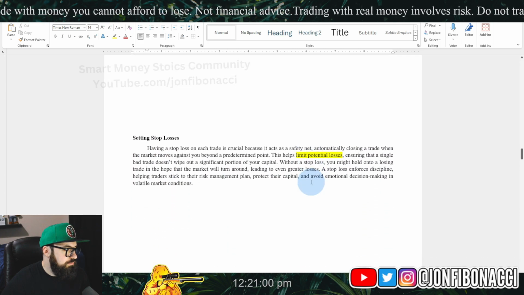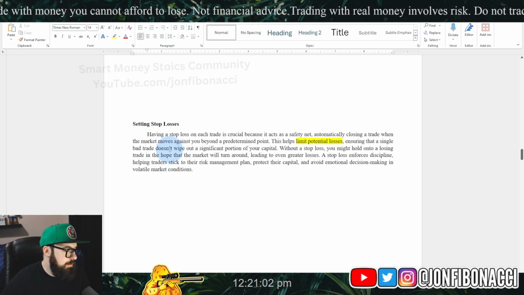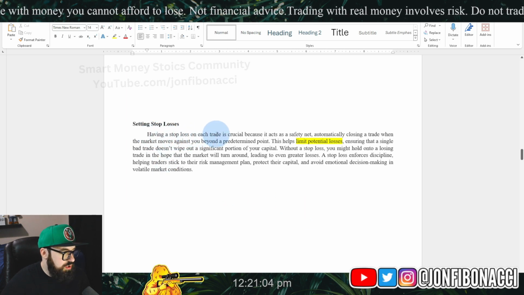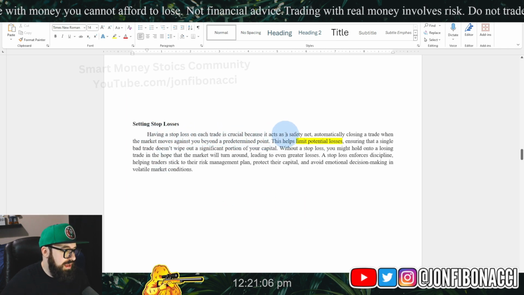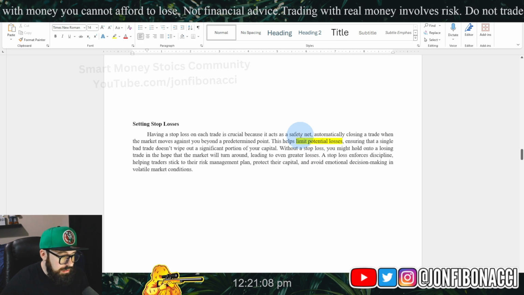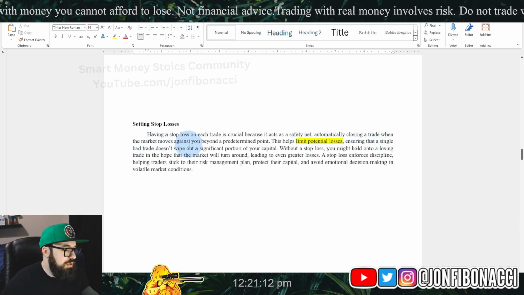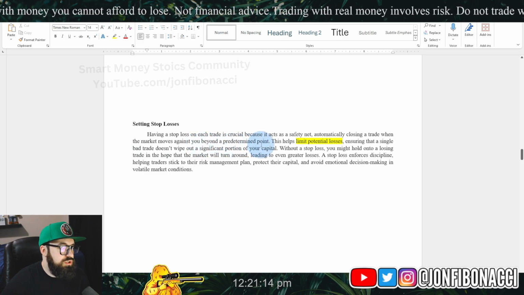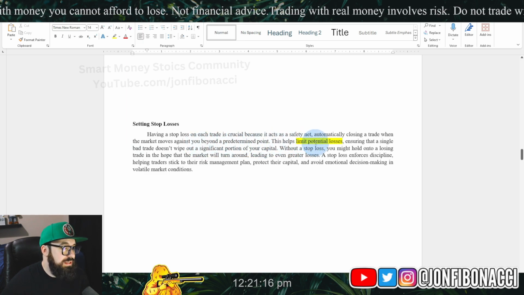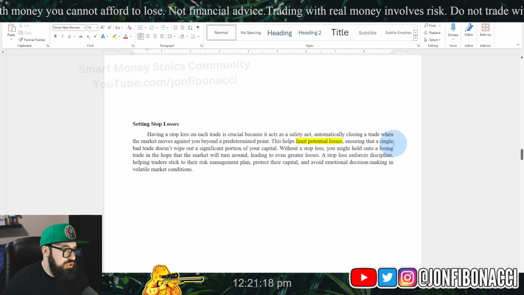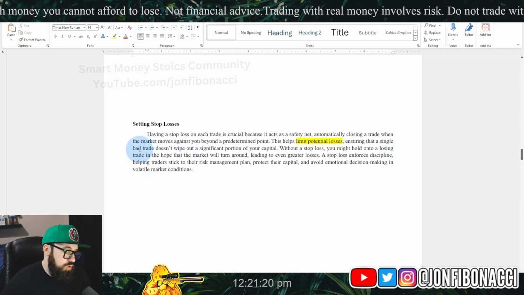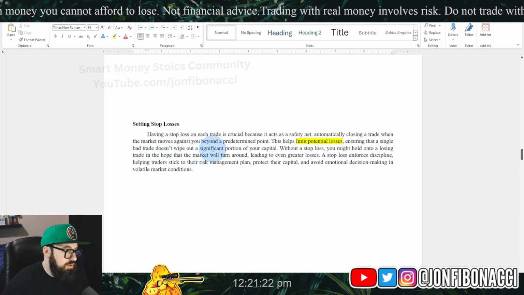All right. Setting stop losses. Having a stop loss on each trade is crucial because it acts as a safety net, if you will, automatically closing a trade when the market moves against you beyond a predetermined point. This helps limit potential losses, ensuring that a single bad trade or losing trade doesn't wipe out a significant portion of your capital.